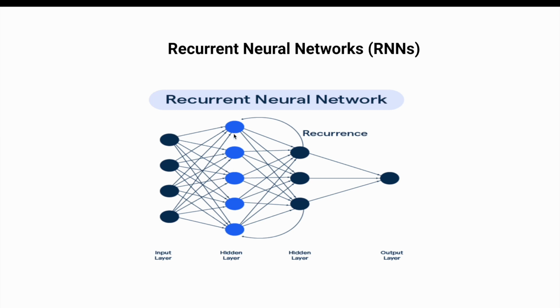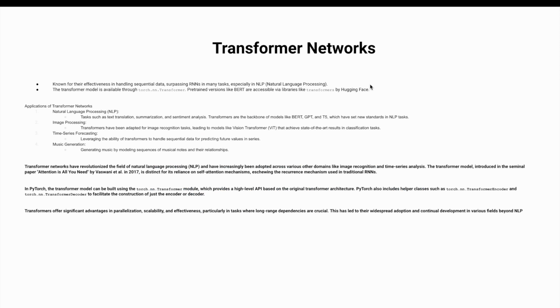Information can flow this way or that way, back and forth. And we have the input layer, a hidden layer, another hidden layer. This has two hidden layers. You can have a lot of hidden layers, as many as you want. You can have 10, 12, 15, 20. So you can have any number of hidden layers within your neural network. And next, we'll talk about the transformer networks.